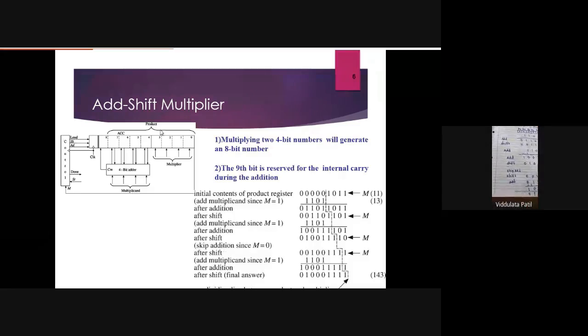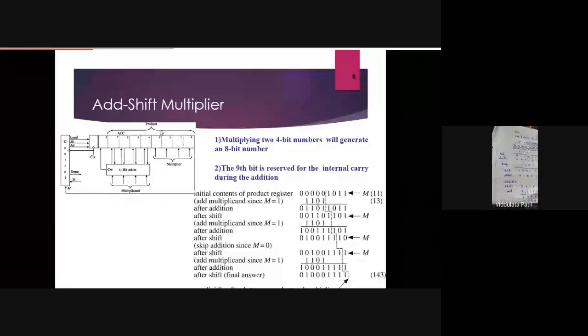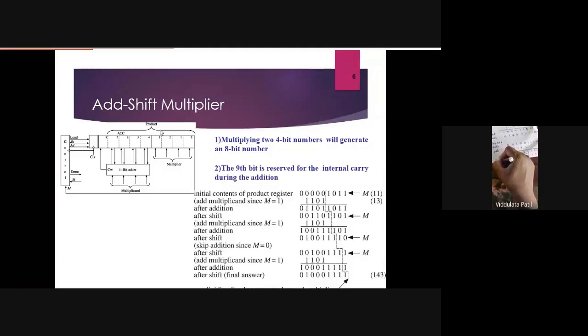Okay. And this is your final answer because you have followed 4 steps. As your number is a 4-bit number, you have to go for the 4 bits. So this is your final answer. After shifting, whatever you are getting, this is your final answer. Now is this clear to you? लक्षात आलंय?